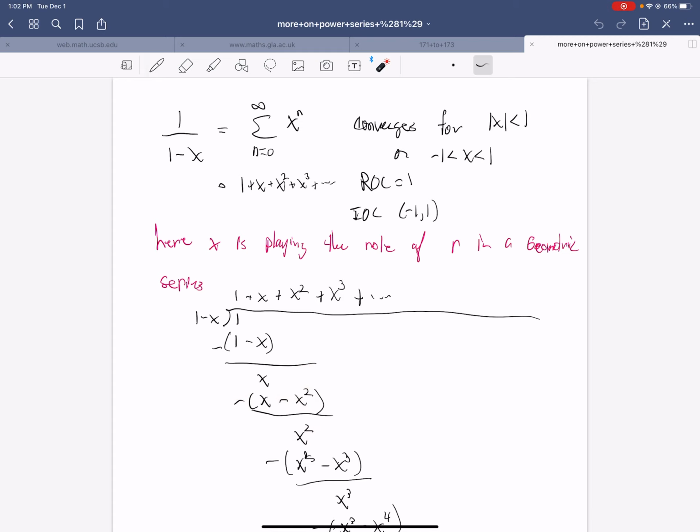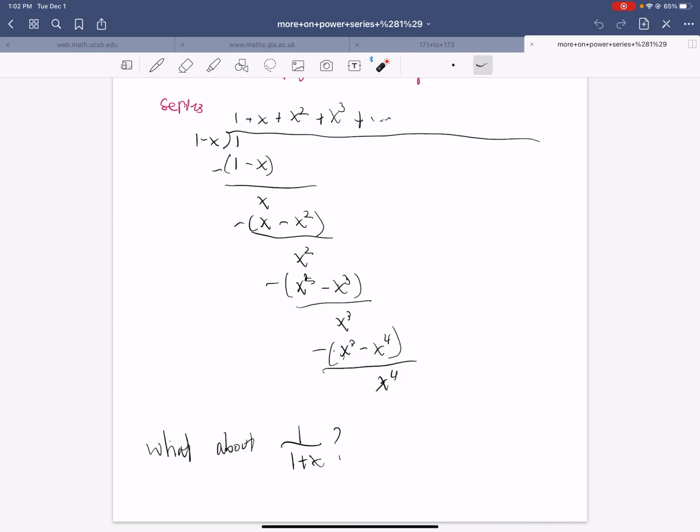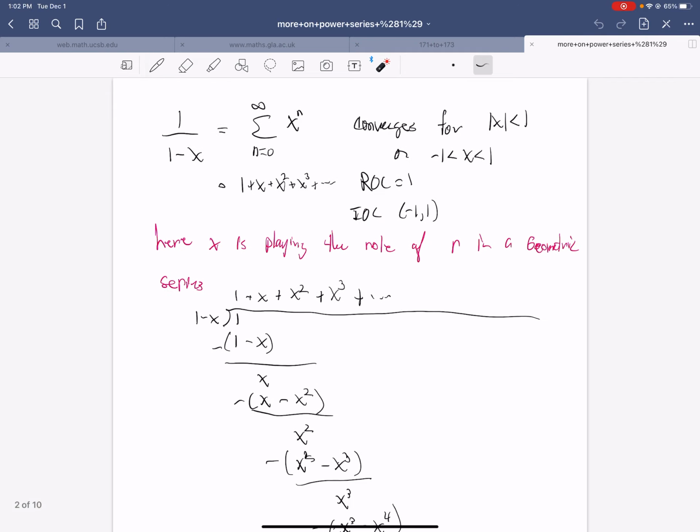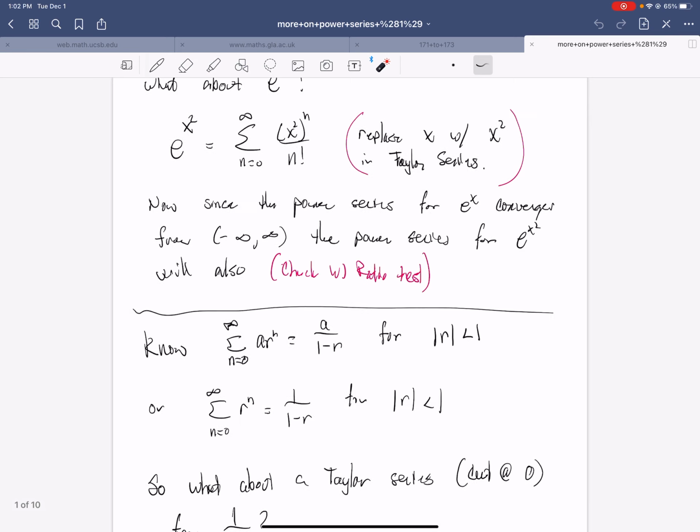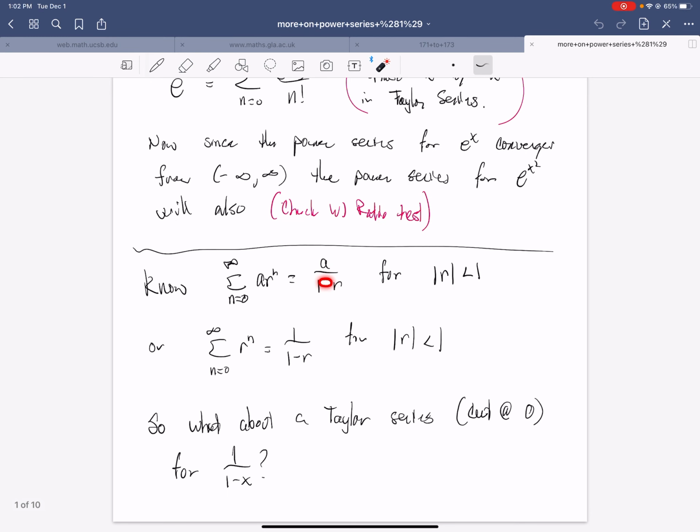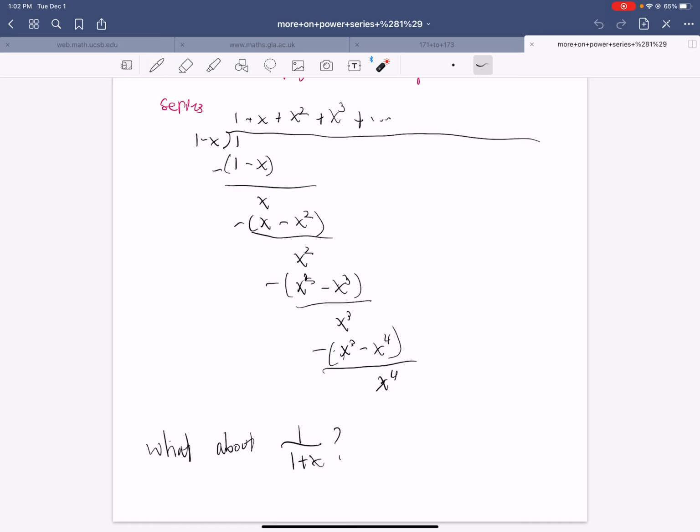What if we had something like 1 over 1 plus x? Then what do we do there? Well, how would you go from 1 over 1 minus x to 1 over 1 plus x? And the important thing here to note, guys, is this. The minus is part of that geometric formula. And so when I have the plus there, it's actually against what I know to be true already.